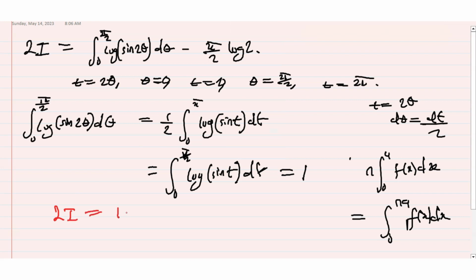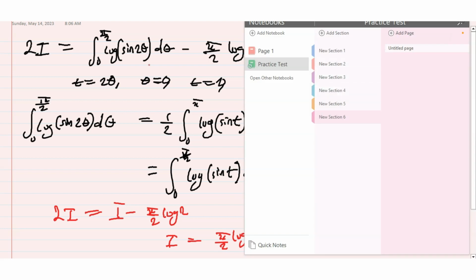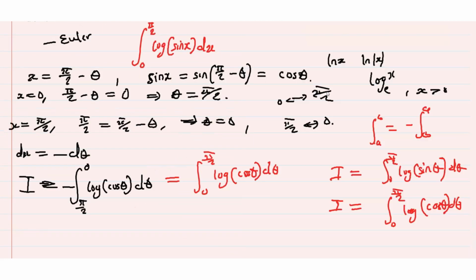2I is equal to I minus pi over 2 times the logarithm of 2. So basically we can conclude that I is equal to pi over 2 logarithm of half, because we can always bring the negative above here to become logarithm of half. So this is the value of our integral. Let's go back to the first page. So there it is. This is equal to pi over 2 logarithm of 1 over 2.